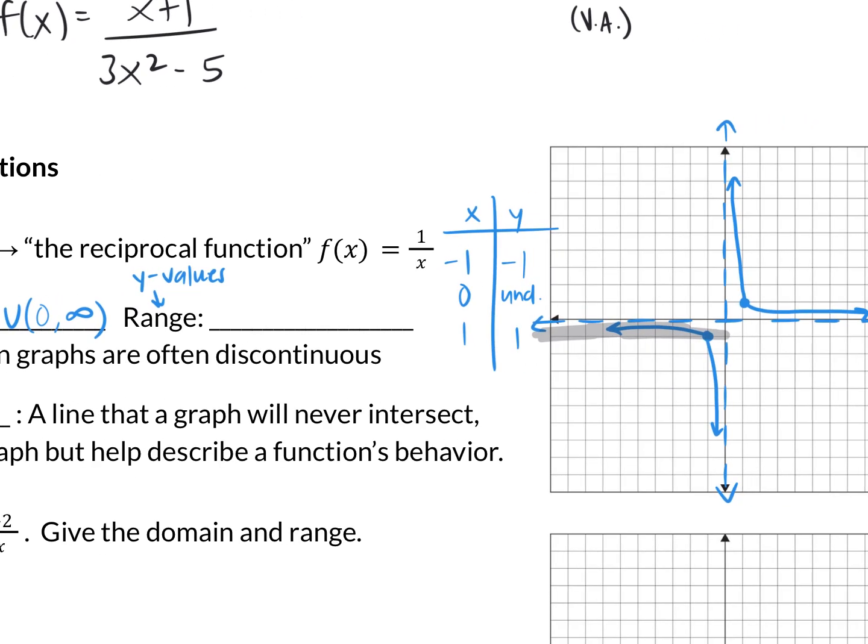And so if I look at all my y values, start at the very, very bottom here, I'm going forever and ever and ever down. So that means -infinity. And I stop again at 0, but then I go all the way up to infinity. So my range is actually the same here. So -infinity to 0 and 0 to infinity.